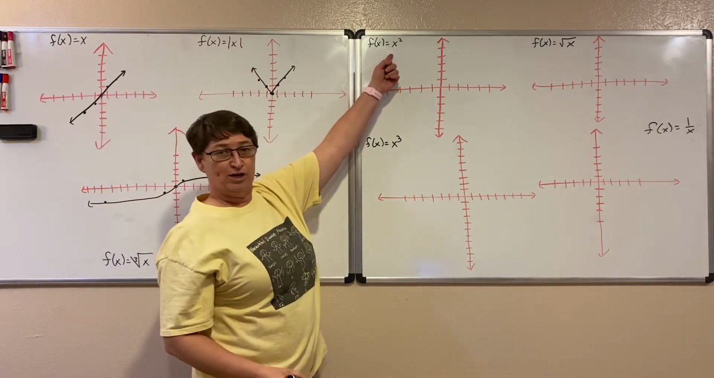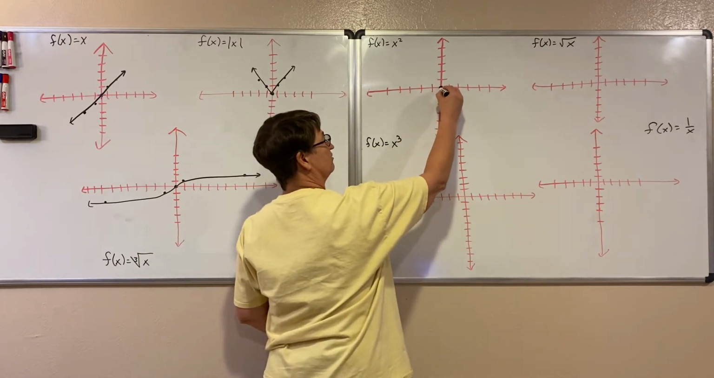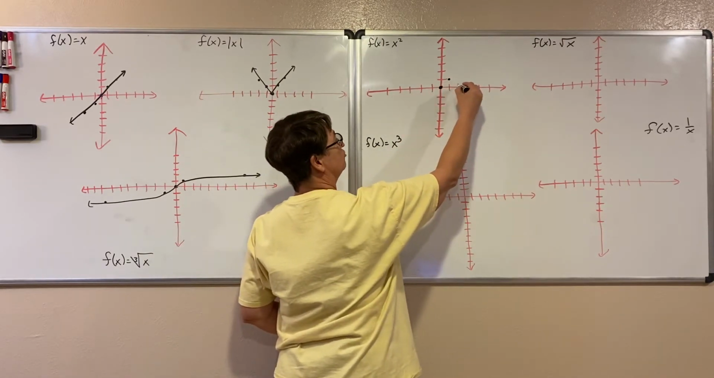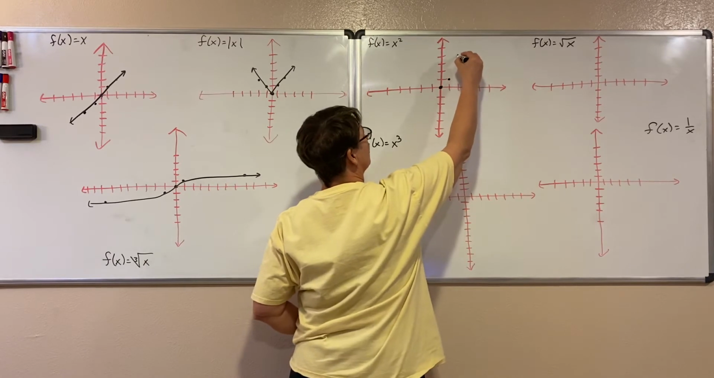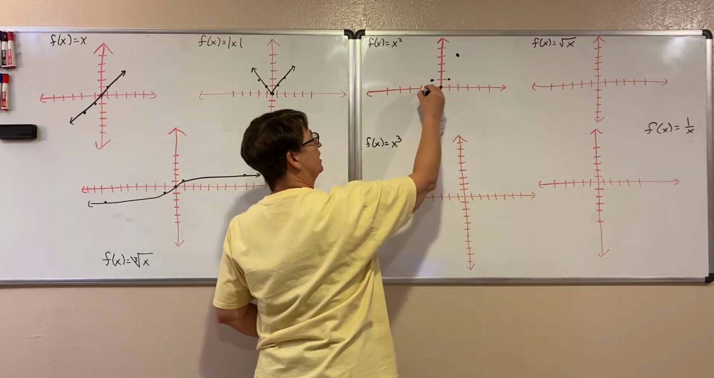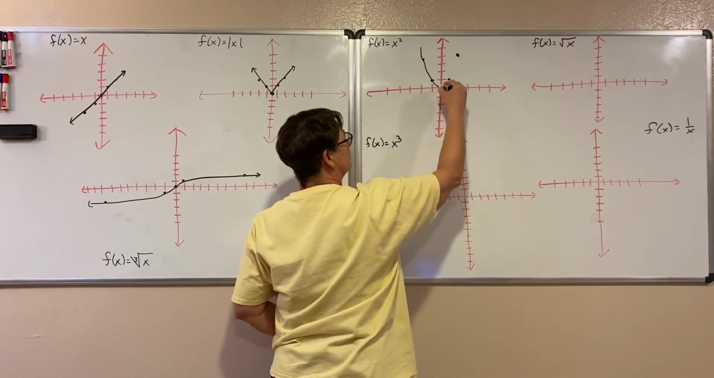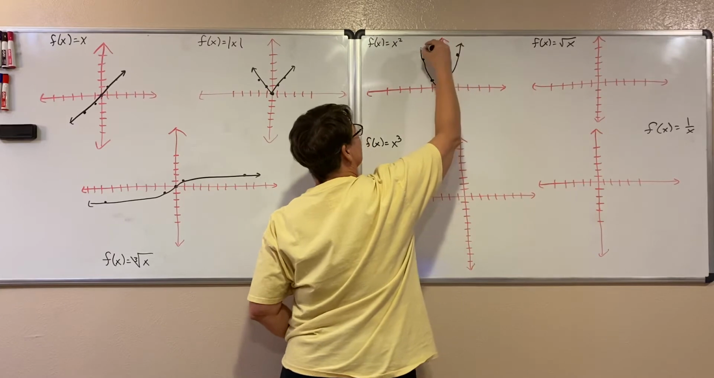Here is my quadratic function. Quadratic function: 0 squared is 0, 1 squared is 1, 2 squared is 4, -1 squared is 1, -2 squared is 4. So my quadratic function looks like this.